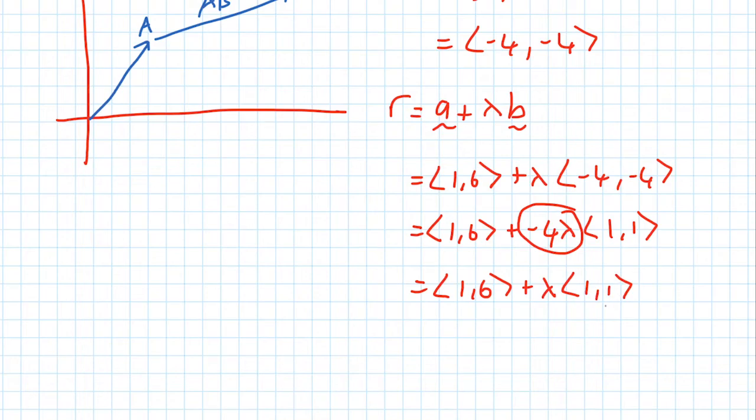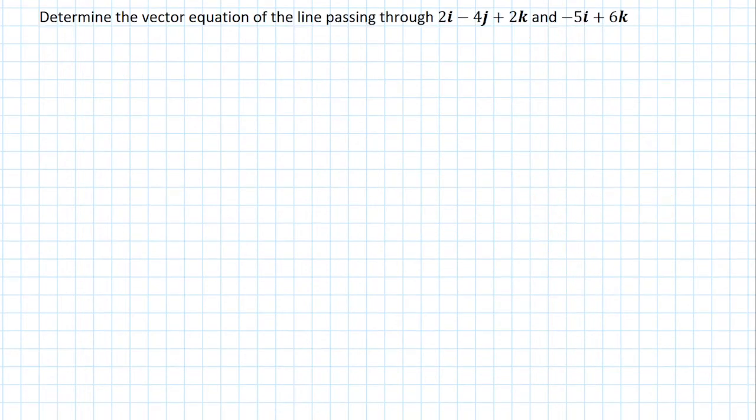Let's look at one more example that's a little bit different to the others. Determine the vector equation of the line passing through 2i take 4j plus 2k and minus 5i plus 6k. What makes this question different is, first of all, they've given us the points in component form, so i, j, k. And the second point is that we have a third direction now.